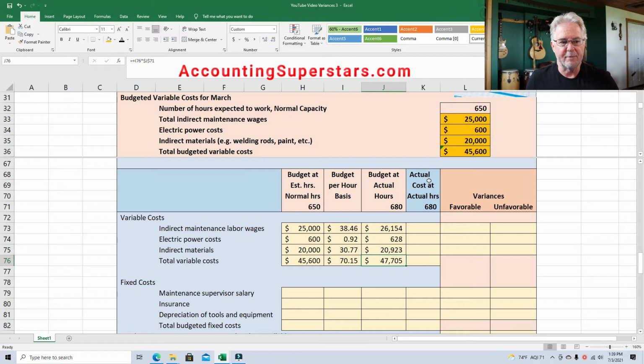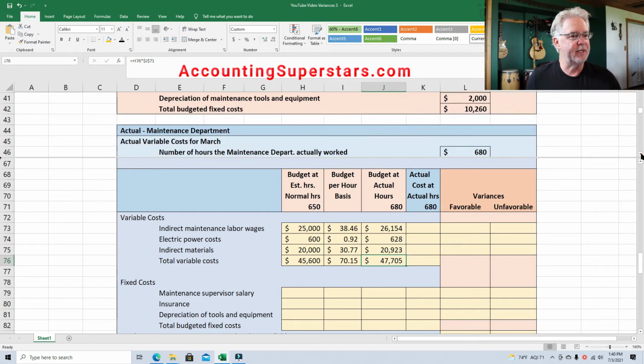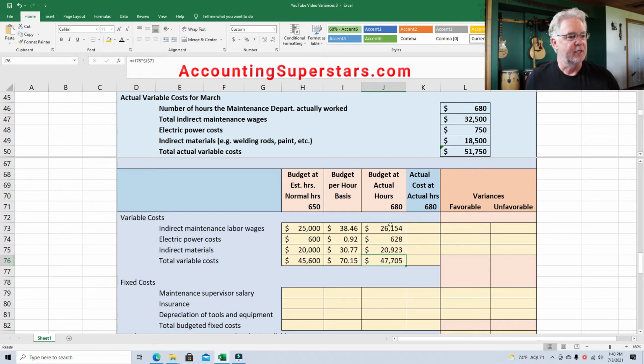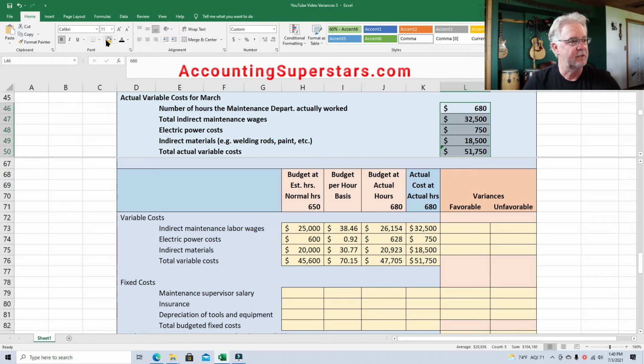So, here's what we're going to do is we're going to compare it against the actual, because now we can compare apples with apples. We can compare the budget at 680 hours with the actual at 680 hours. So in the blue here are the actual costs. So the indirect maintenance wages here, the indirect labor, $32,500. And the electric power costs, $750. The indirect materials, $18,500. And the grand total is $51,750. So all these numbers simply came from here. That's all we did. Copied them down.